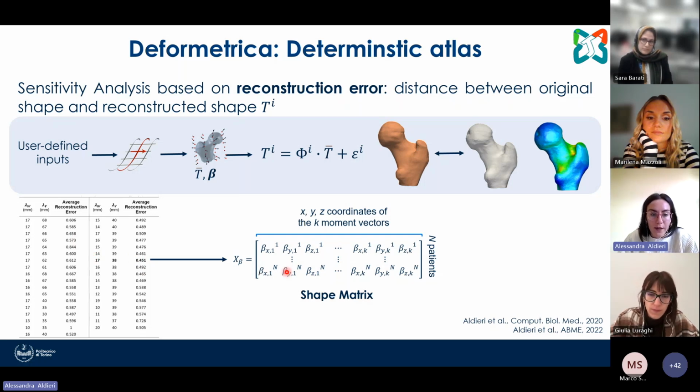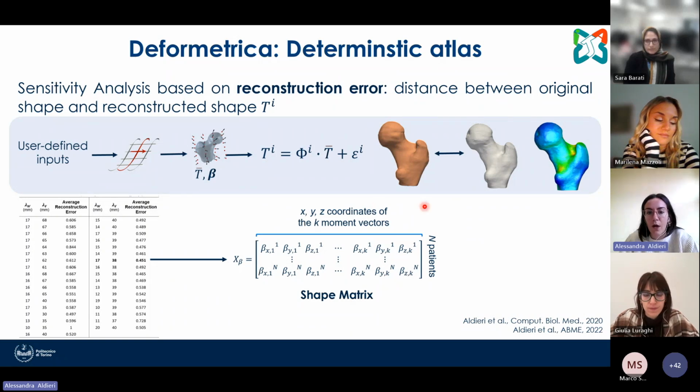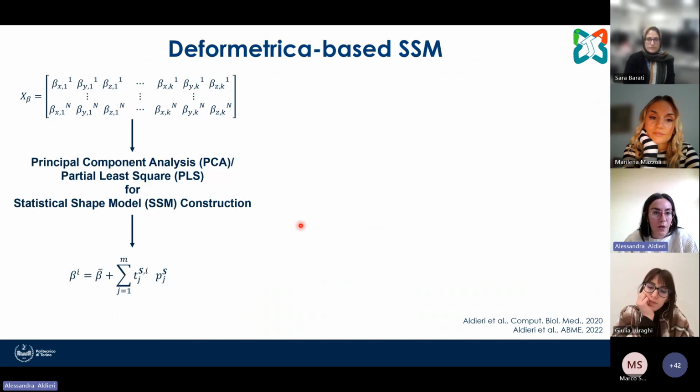Well, we take our moment vectors and we put them into a matrix where the moment vectors are reported as X, Y, and Z components, and each row is a patient. So we get as many rows as the number of patients we have, while in the columns we have the moment vectors organized by X, Y, Z coordinates. And this is our shape matrix. Now with this shape matrix, we can do a lot of stuff, which is a further analysis. In our case, it's because we were interested in building a statistical shape model.